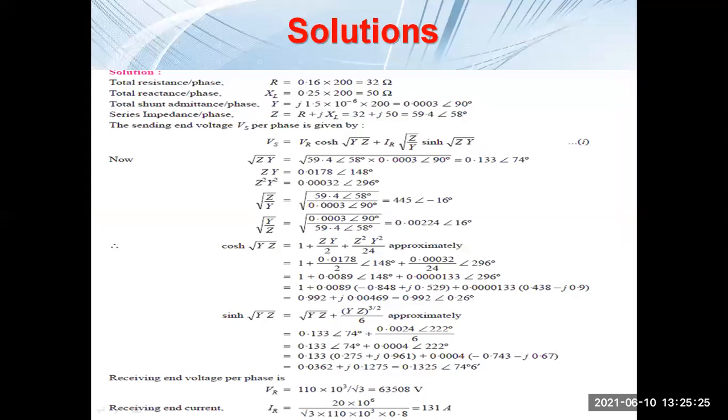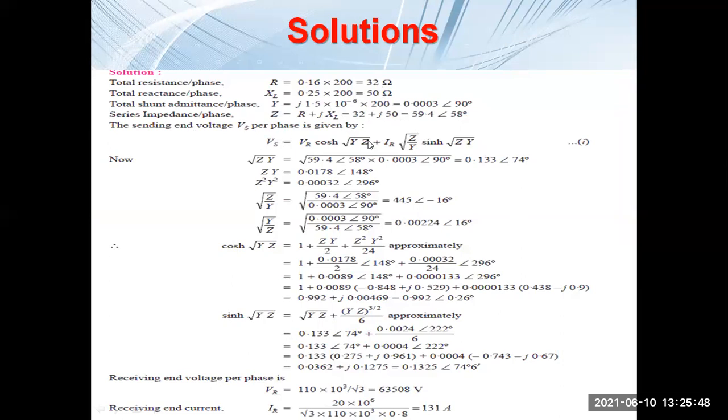So first we'll calculate the total resistance, total reactance, and total shunt admittance. Whatever the given parameters are, we have to multiply them by 200. So we multiply by 200, and that is how we calculated R, XL, and Y. And Z equals R plus jXL.